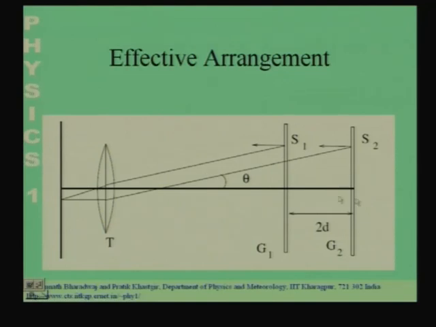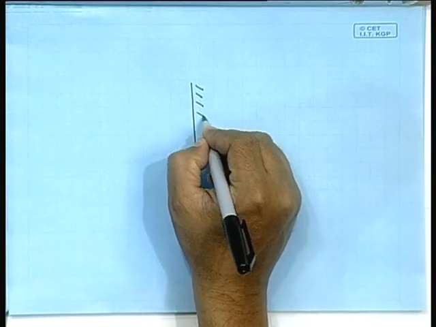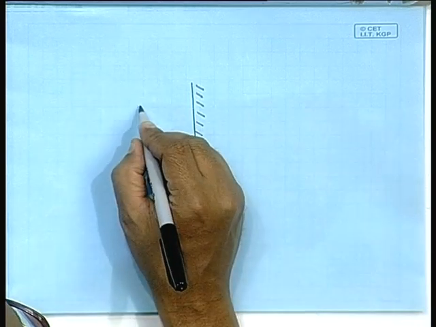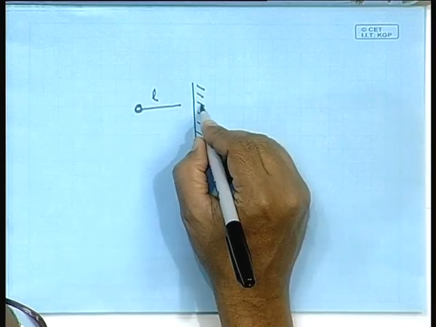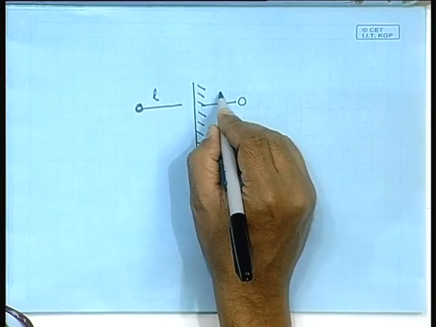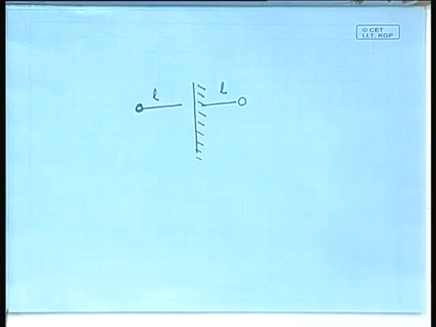Why it is 2D should be clear from the following argument. Let me explain to you briefly why it is 2D. If I have a mirror over here, and if I have a source over here at a distance L, then the image is the same distance behind the source.